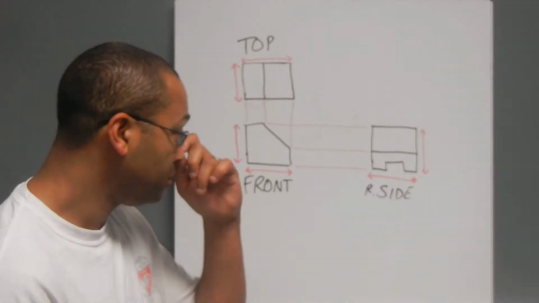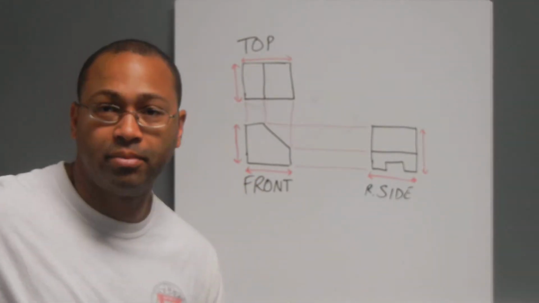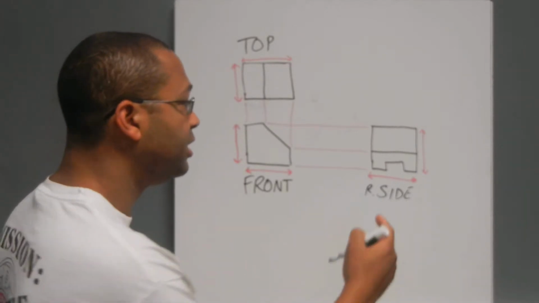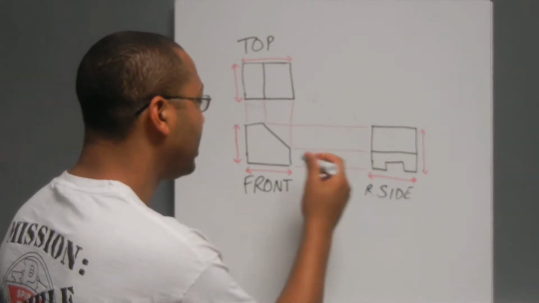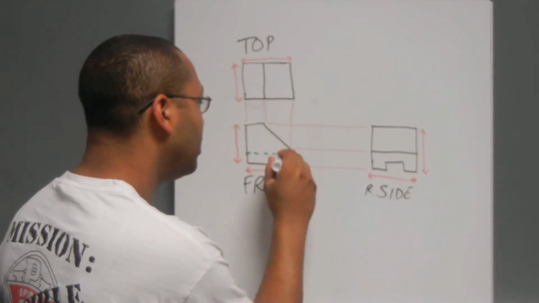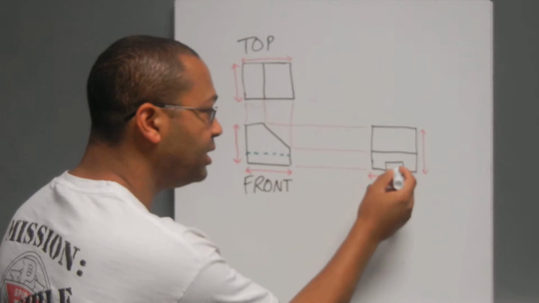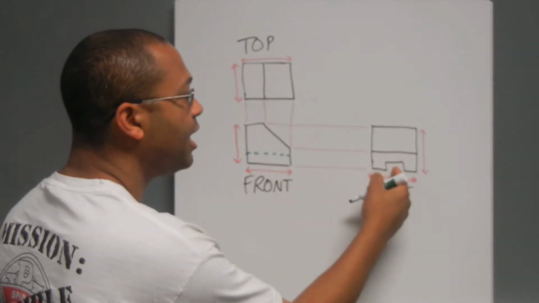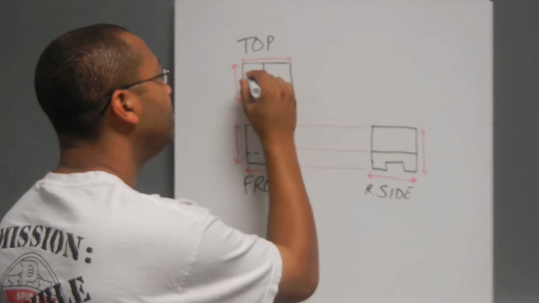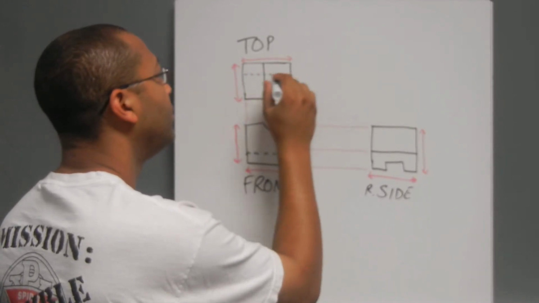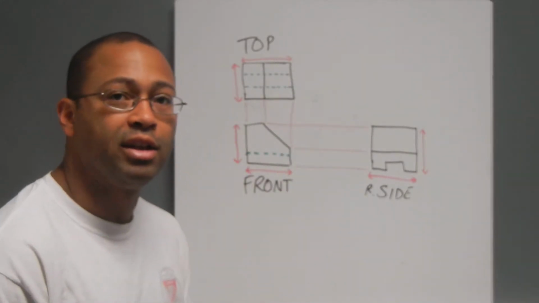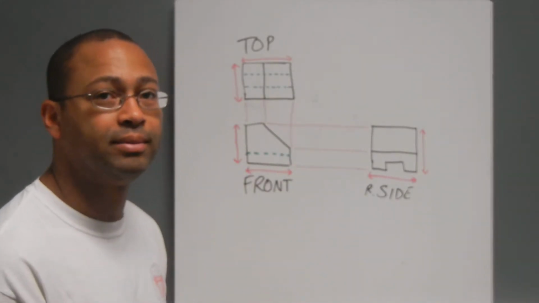Now, I didn't finish my object because I wanted to show you some hidden objects. This gap is here. Can't see it here, but I know it exists. The height of it must be the same. The depth, how thick it is on the right side view, it must be the same on the top view. It's basically indicating that there's something there and something is missing.